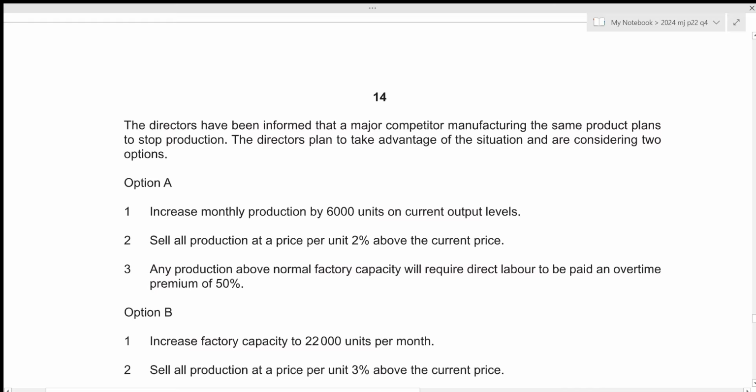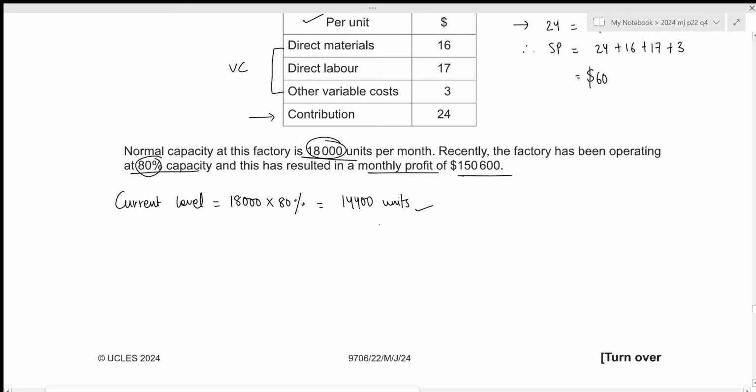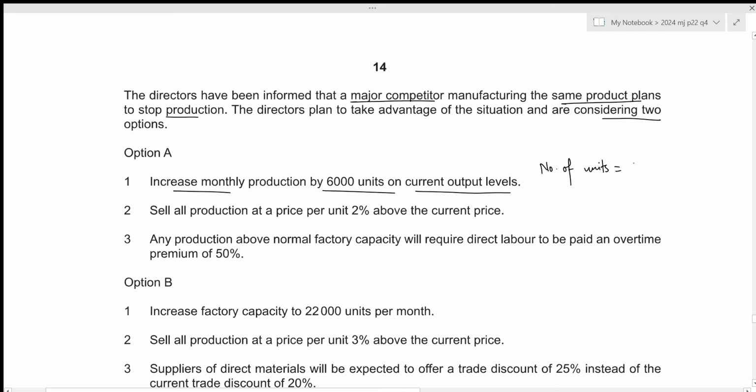Let's take a look at the information. The directors have been informed that a major competitor manufacturing the same product plans to stop production. The directors plan to take advantage of the situation and are considering two options. For option A, we now need to increase monthly production by 6,000 units on current output levels. So now the number of units for option A is going to be current output level, which was 14,400, and we will increase this by 6,000 units. So the total will be 20,400 units.